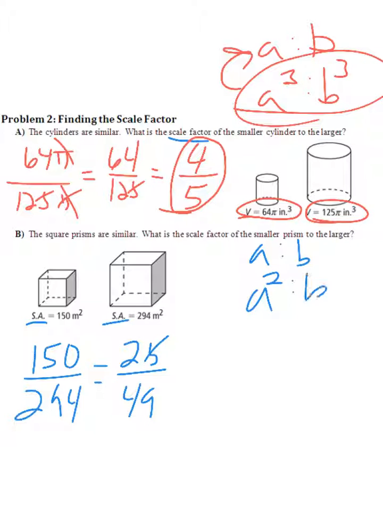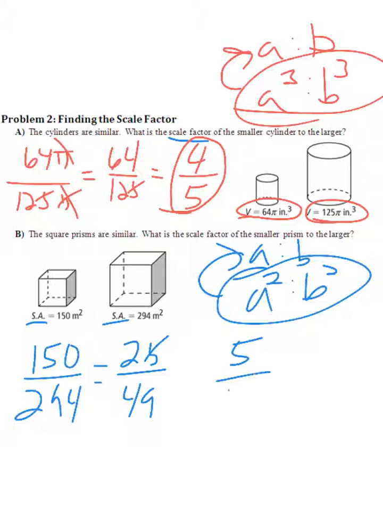Surface area is A squared to B squared. So we're starting here and we're working our way back. So now, instead of doing the cube root like we did in the last example to get rid of volume, we're going to do square root here to get rid of the squared. Well, the square root of 25 is 5. Square root of 49 is 7. So our scale factor would be 5/7, or 5 to 7.